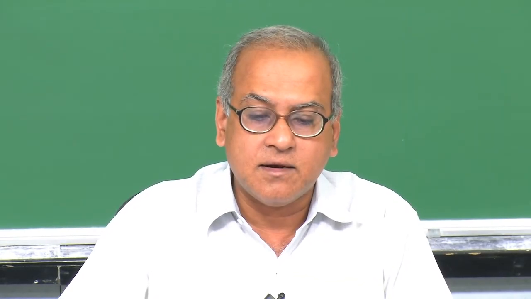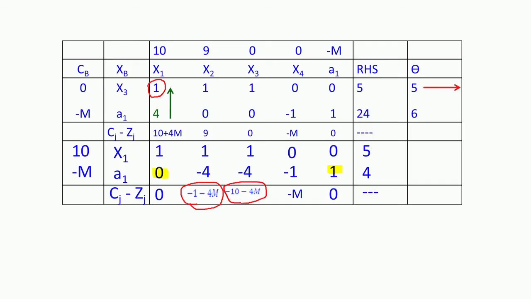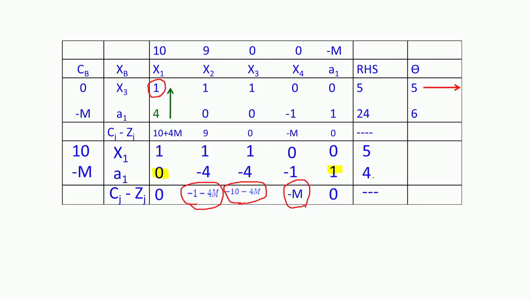Similarly, minus 10 minus 4m is also negative because m is large and positive. So, minus 4m minus 10 is also negative, minus m is also negative. Therefore, there is no entering variable. The algorithm terminates normally without any difficulty. The algorithm terminates, and we could say that x1 equal to 5, a1 equal to 4 is the solution.